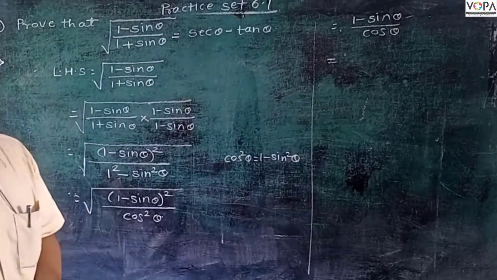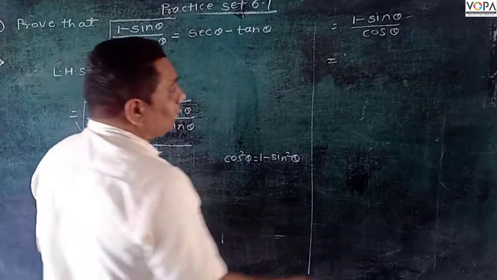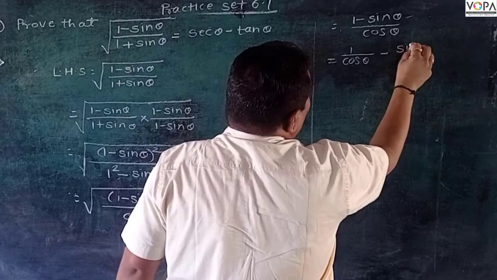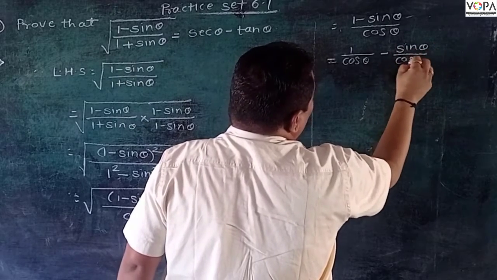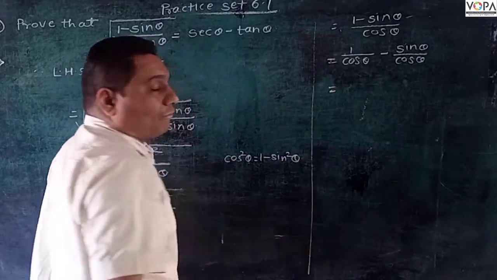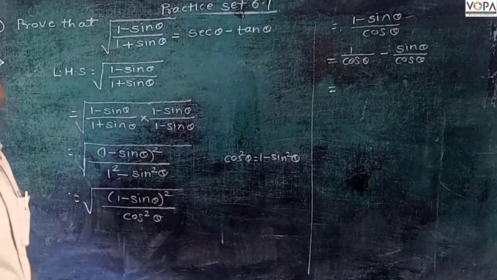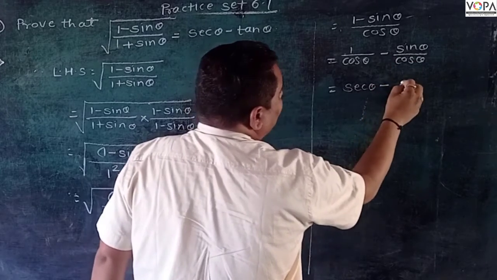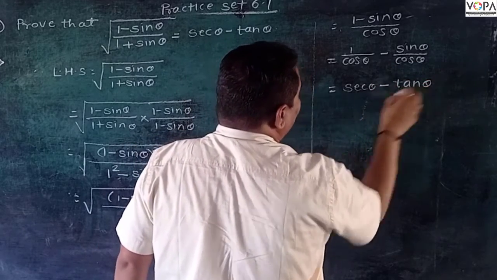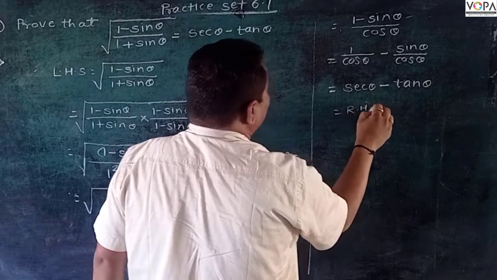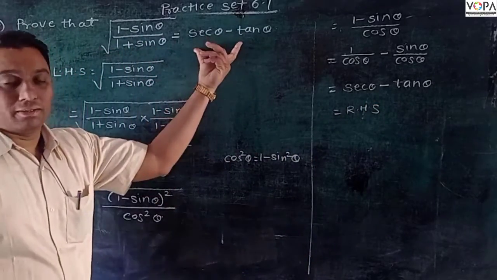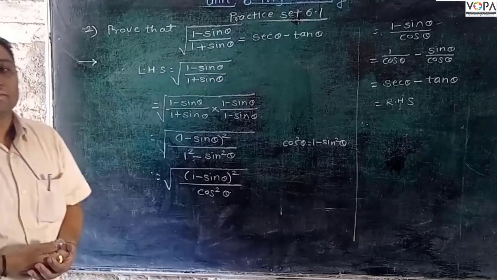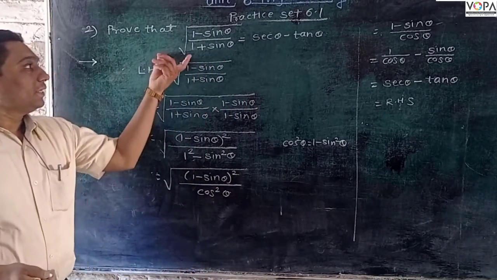Okay, now we can separate out the denominator: 1 upon cos theta minus sin theta upon cos theta. We know that 1 upon cos theta is sec theta, and sin theta upon cos theta is tan theta, and here which is the RHS, meaning our right hand side. So hence the proof. So in this way we can prove this equation.